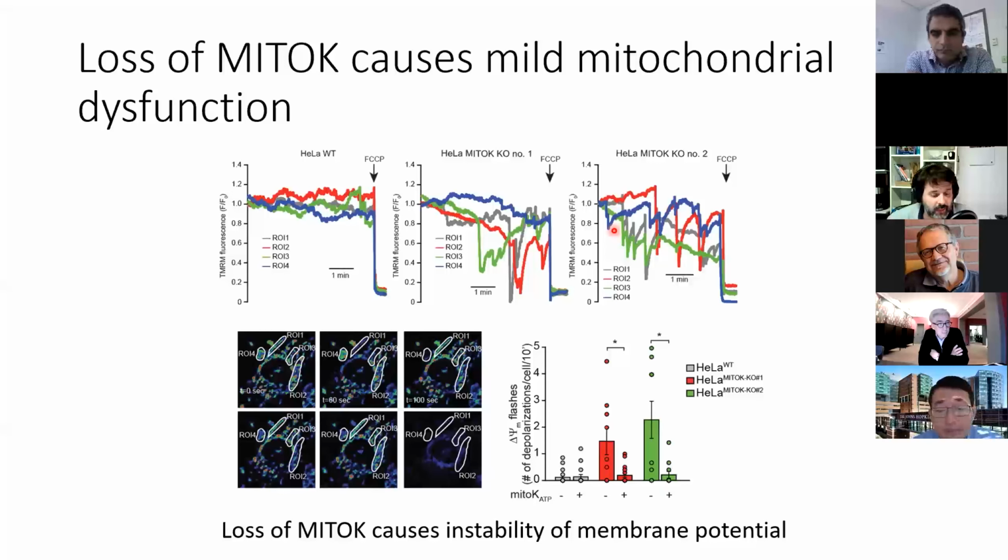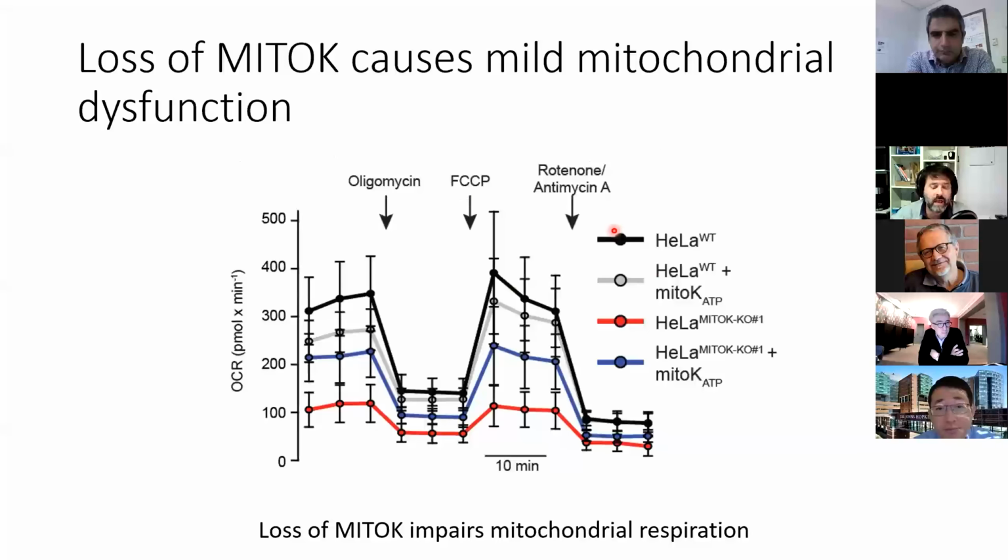mitoK ATP activity. And if you look at oxidative performance, again, you can see that the respiration of these cells is somewhat impaired. Again, this phenotype is specific because if you put the channel back, you can see that you can almost recover the normal respiration.